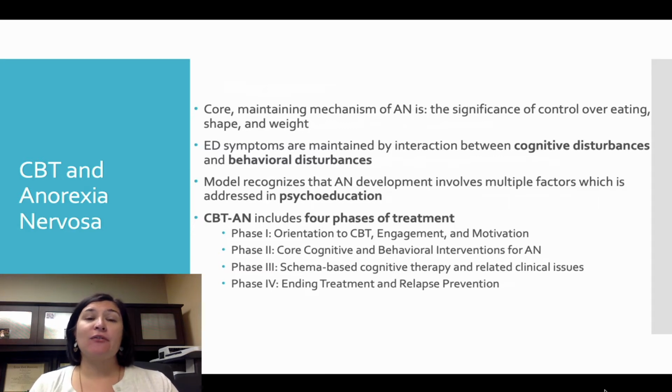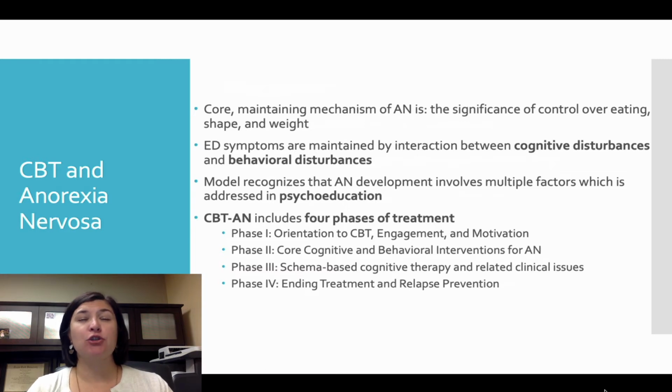So in CBT for anorexia nervosa, there are 4 phases of treatment. Phase 1 is the orientation to CBT, so beginning to introduce them to CBT, the cognitive distortions, some psychoeducation. Then we're engaging and motivating them. In phase 2, we are utilizing the core cognitive and behavioral interventions for anorexia. Phase 3 is a schema-based cognitive therapy and related clinical issues.